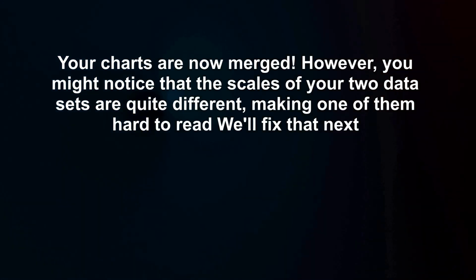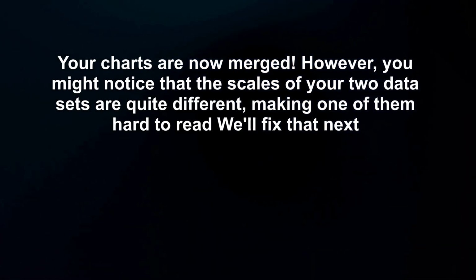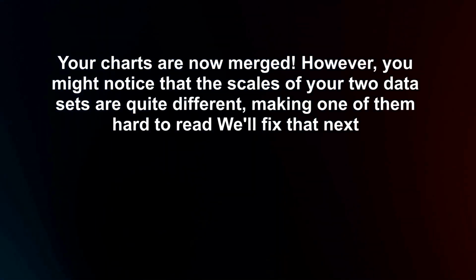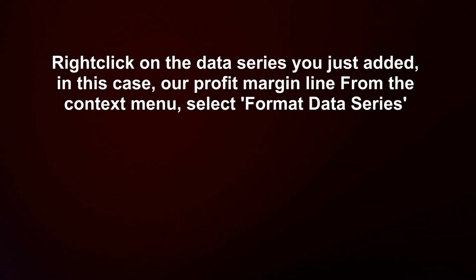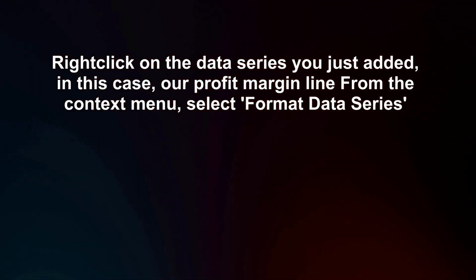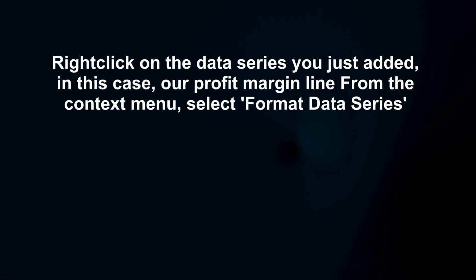However, you might notice that the scales of your two data sets are quite different, making one of them hard to read. We'll fix that next. Right-click on the data series you just added, in this case, our profit margin line. From the context menu, select Format Data Series.